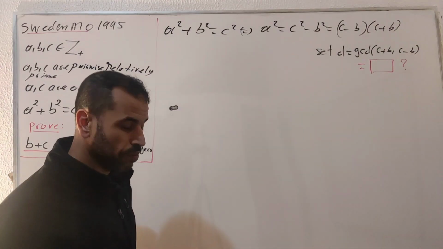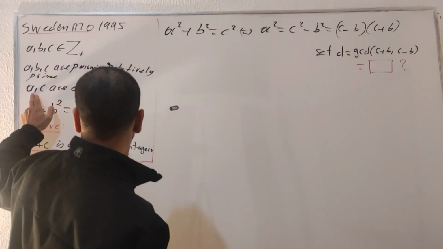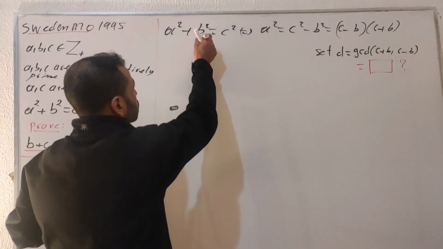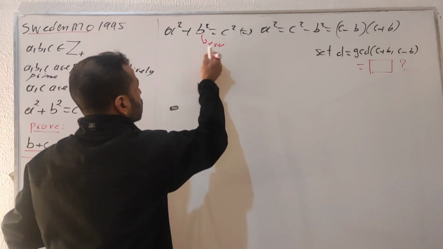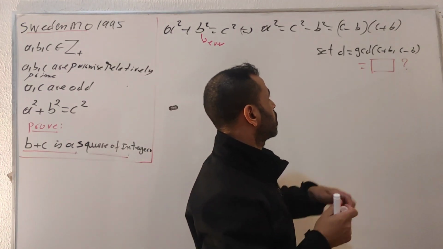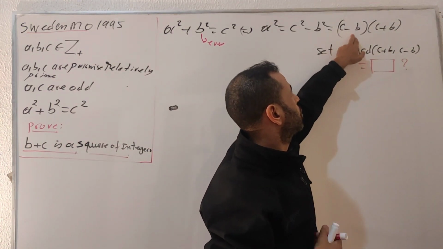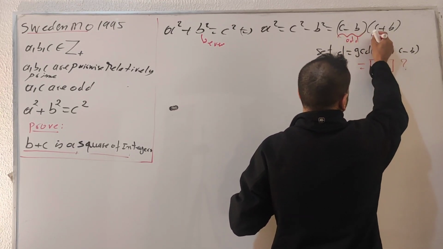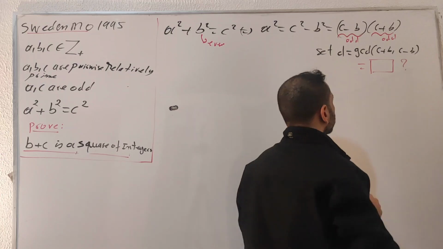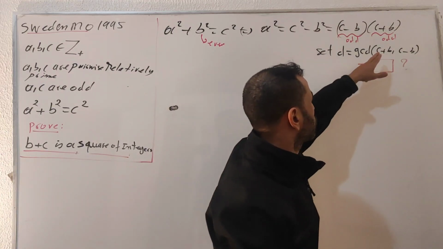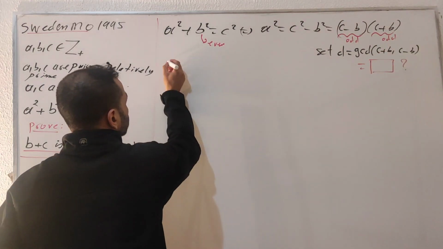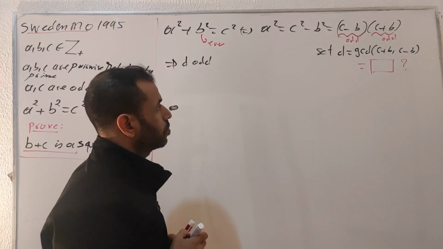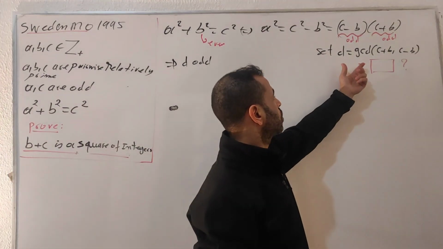Based on the given information that a and c are odd, b must be even. Then since b is even, odd minus even gives us odd, so c minus b is odd. Also c plus b is odd. Since both of these are odd, D must be odd, because the product is odd.